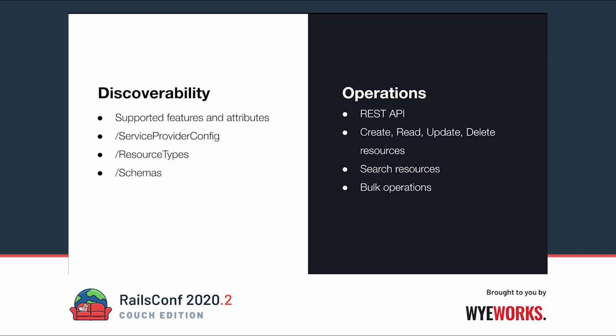There are two portions of the SCIM API, discoverability and operations. The discoverability portion of the API tells a client about the supported features, resources, and attributes that the operations portion implements. The operation portion of the SCIM API provides the abilities to create, read, update, and delete resources, search for resources, and perform bulk operations on those resources. The two resources defined in the SCIM API are users and groups. However, this can also be extended to other resources in your application.